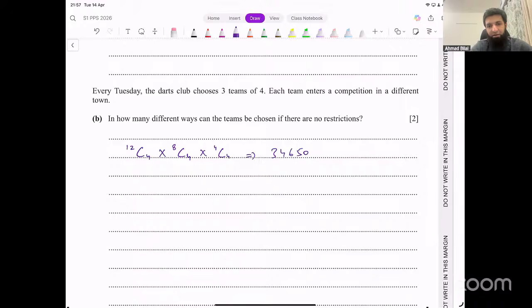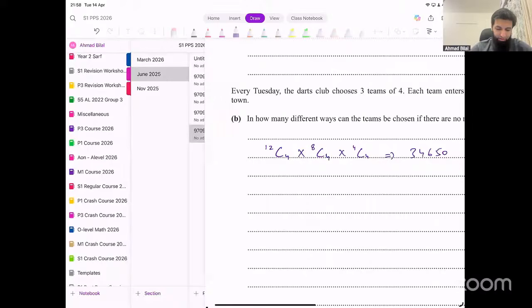Do we divide by 3 factorial? Or do we not divide by 3 factorial? Adil, have you ever seen 7 identical males, 7 identical people? Do we divide by 3 factorial or not? Remember that case where we discussed this?